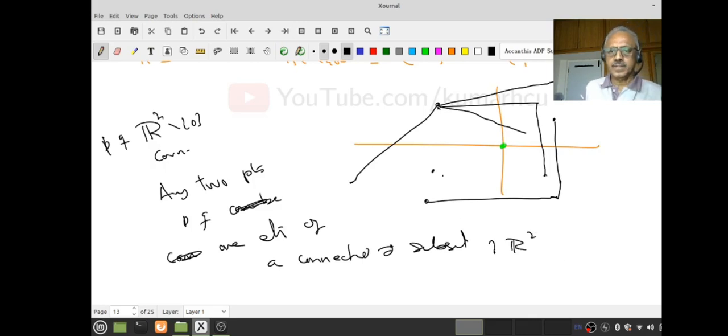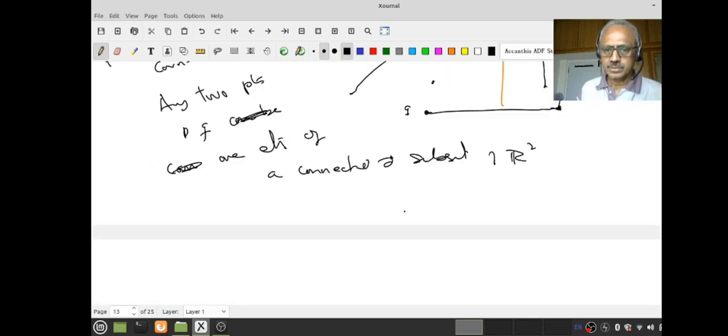What does it mean? Let us look at this. This to this is a connected set, this to this is a connected set, because we have already seen line segments are connected, and these two connected sets have a point in common. That means their union is connected. Therefore this point P and this point Q lie in a connected subset of R2.